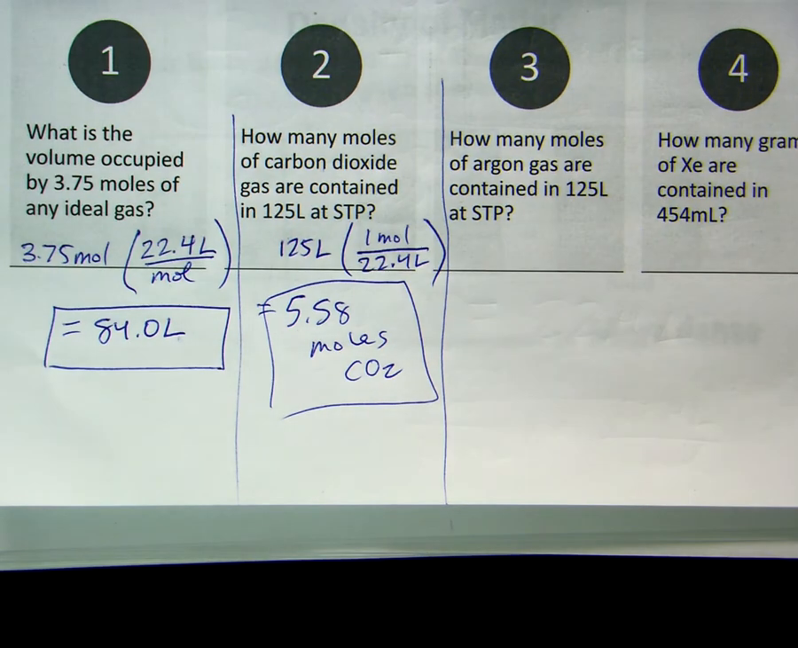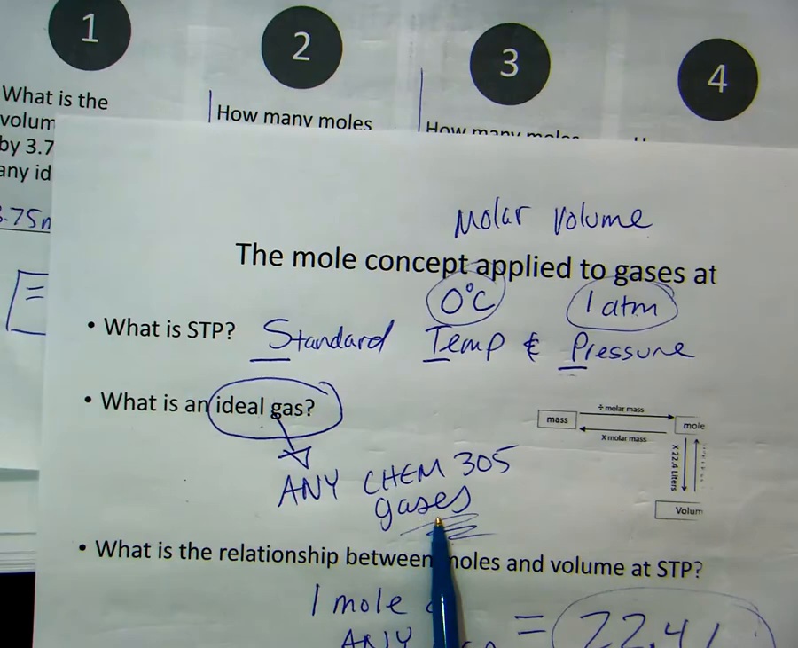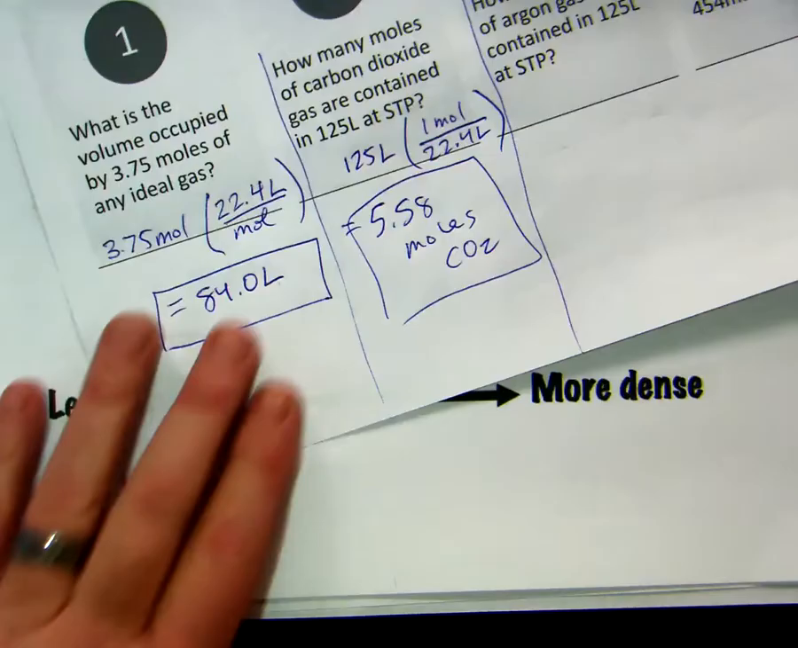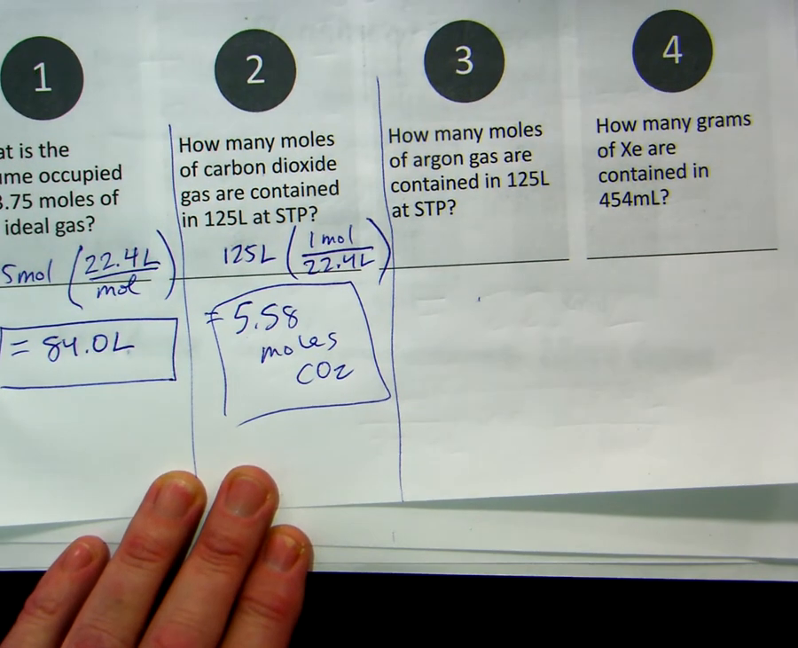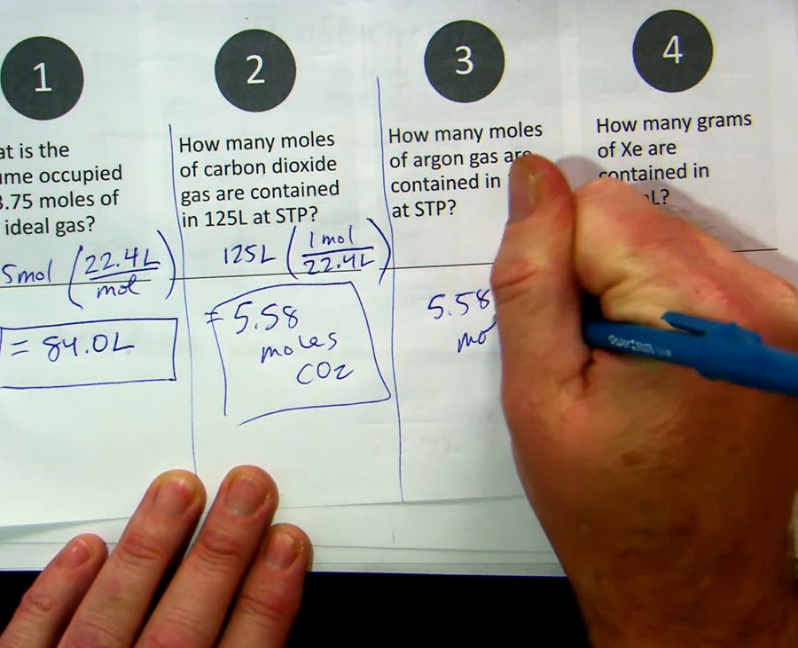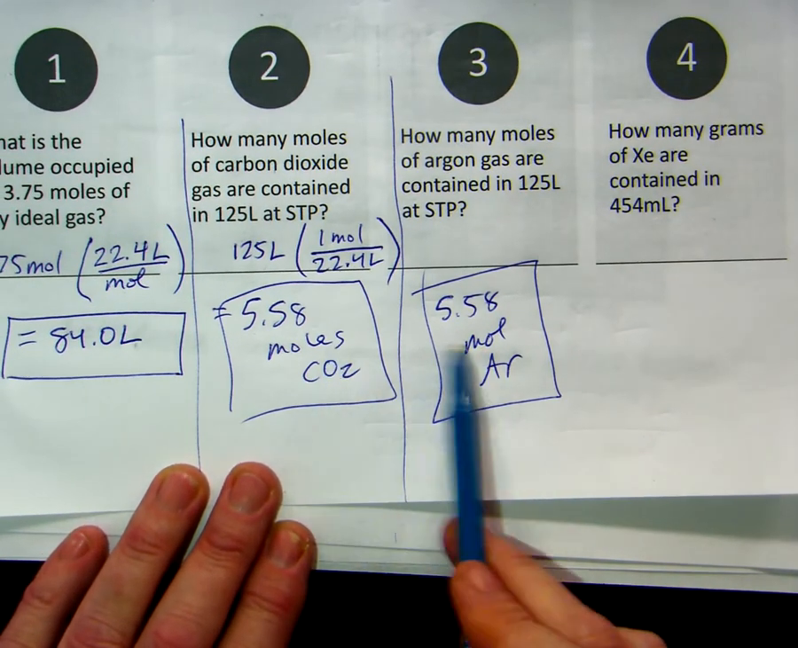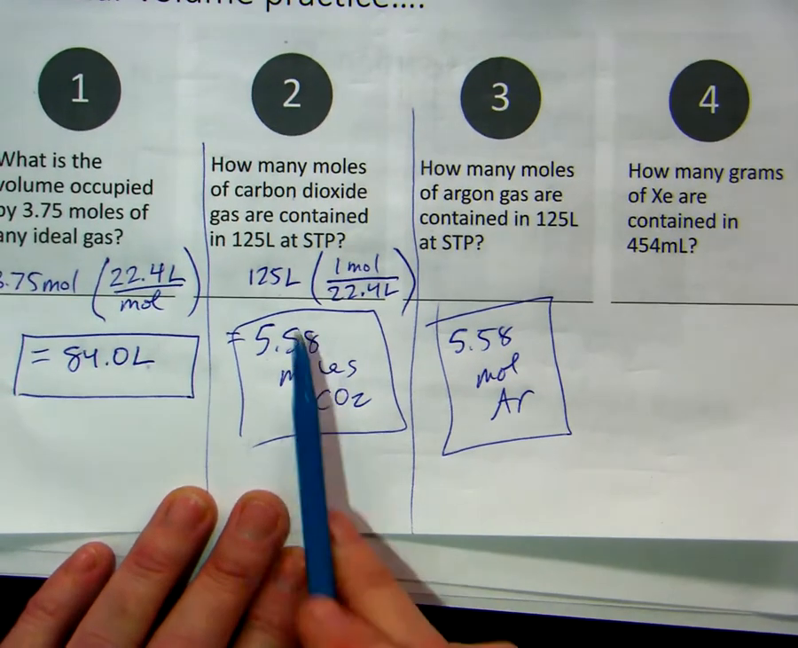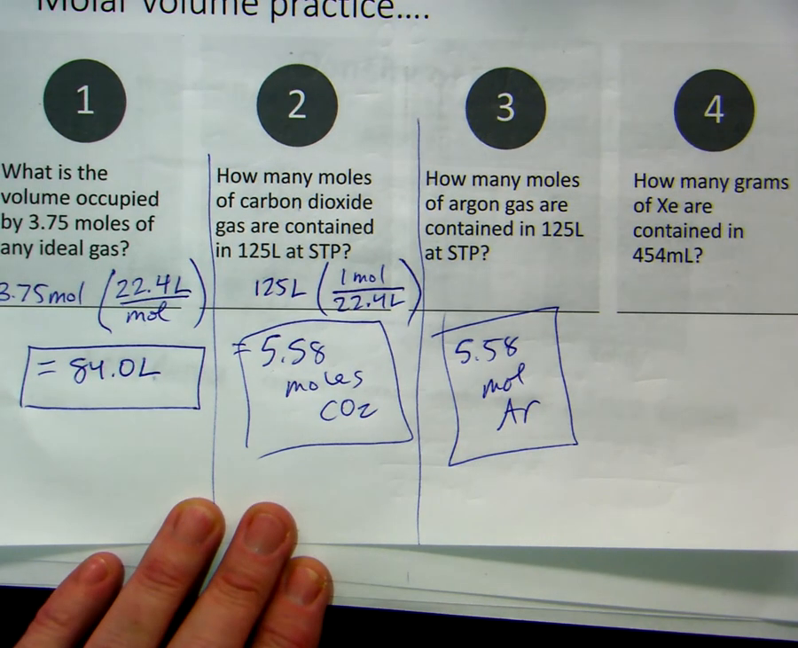But the take-home message is, it doesn't matter what the identity of the gas is, all gases, right? Any Chem 305 gas, it doesn't matter the identity at all. So what's true for carbon dioxide is going to be true for argon. 125 liters would be 5.58 moles of argon because, and this is where you want to write that note to yourself, the identity of the gas doesn't matter, just the quantity. So the same volume will have the same quantity. Same quantity has the same volume.